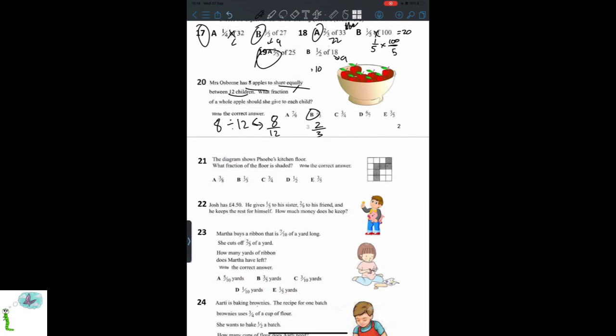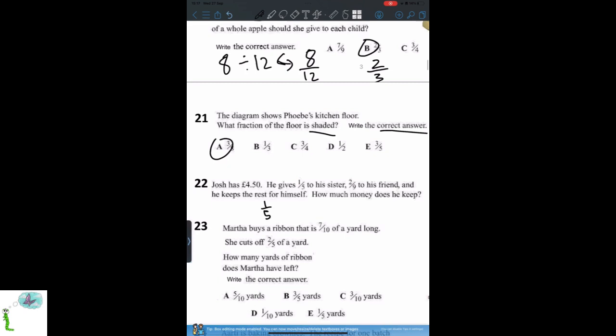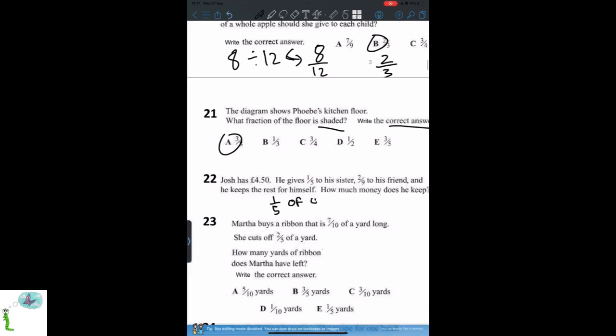Question 21. The diagram shows Phoebe's kitchen floor. What fraction of the floor is shaded? Write the correct answer. Just count the numbers. There are 4 by 4, which means there are 16 tiles overall because it's just 4 times 4. How many are shaded? 1, 2, 3, 4, 5, 6. 6 are shaded out of the 16, so this is going to be a fraction. If you simplify that, question 22, 1 over 5 of £4.50.